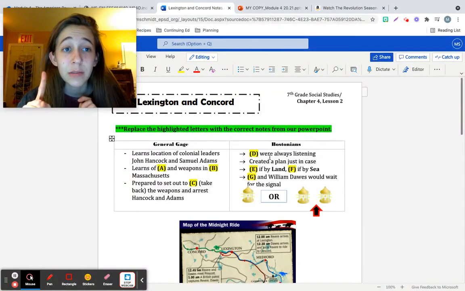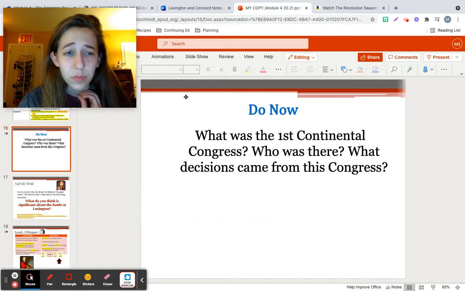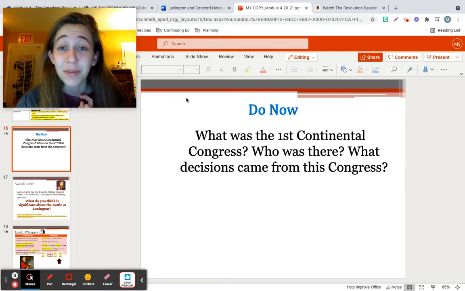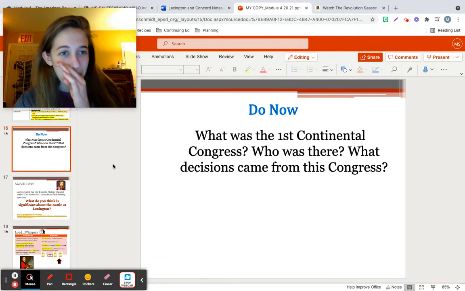The first one is you need this video, and if you're watching it, you have it, so great job. The second thing that you need is your textbook. And the third thing you need are these notes, this document that says Lexington and Concord. If you have all those three things ready, we are ready to get started and hop right in.